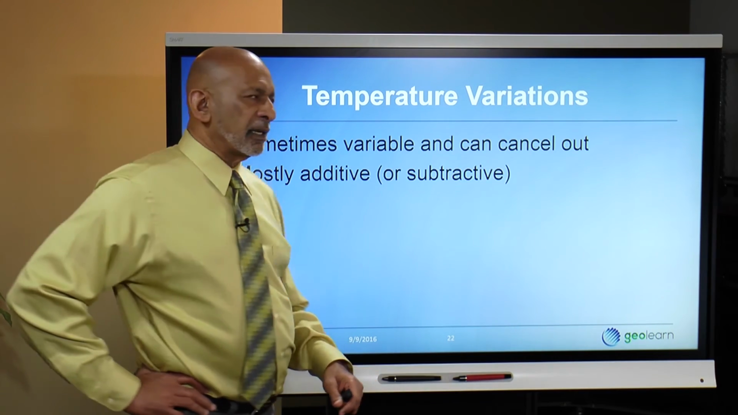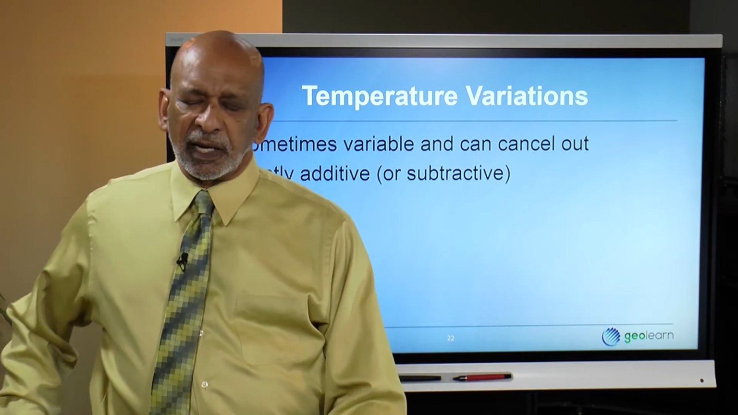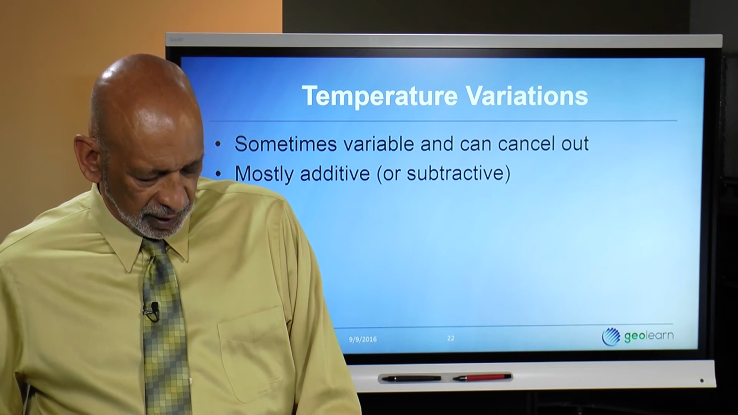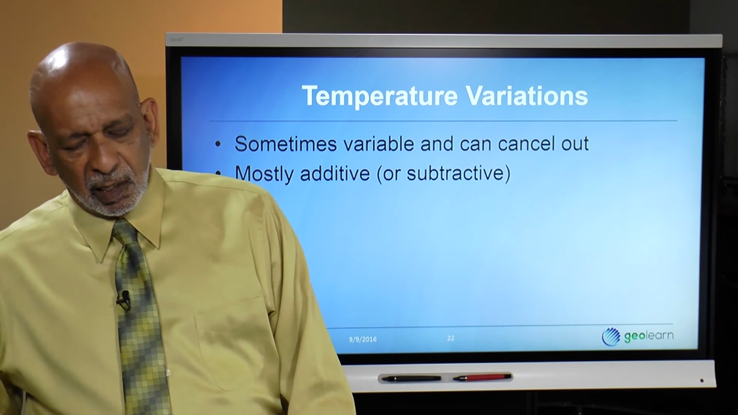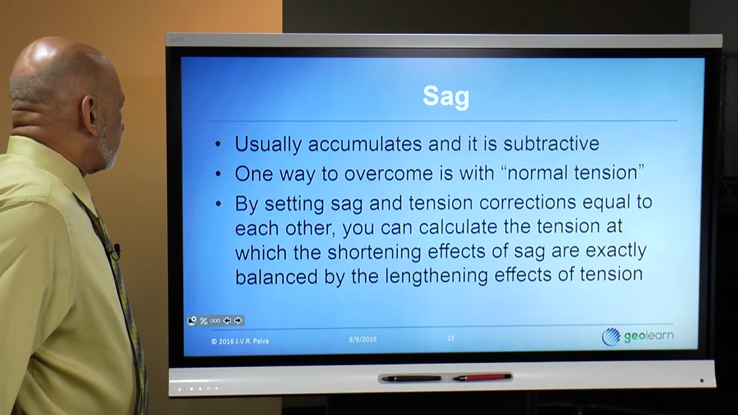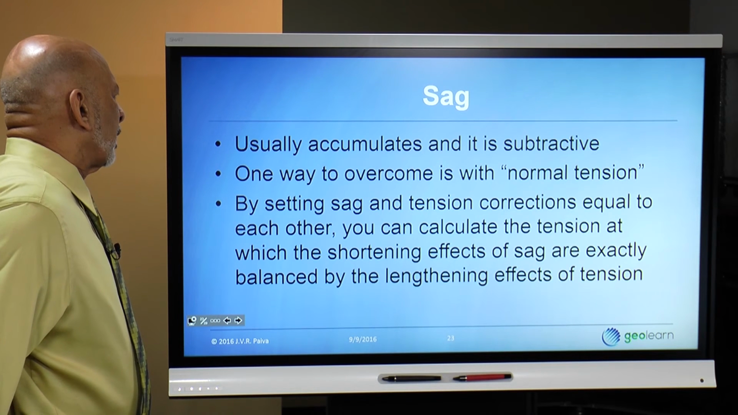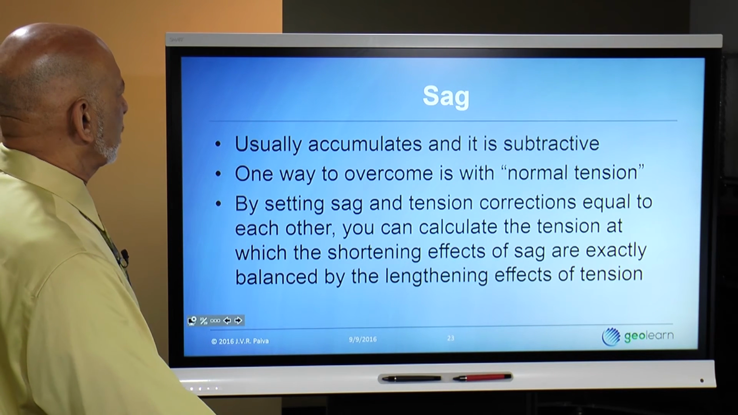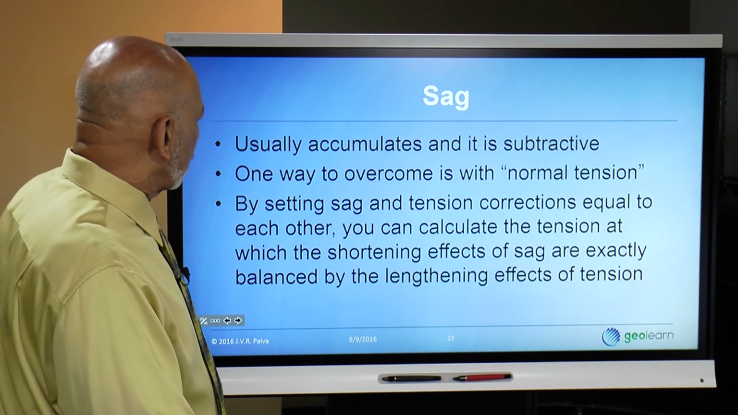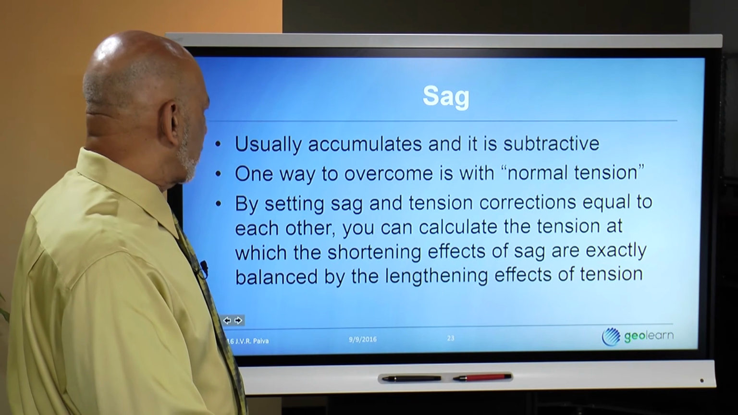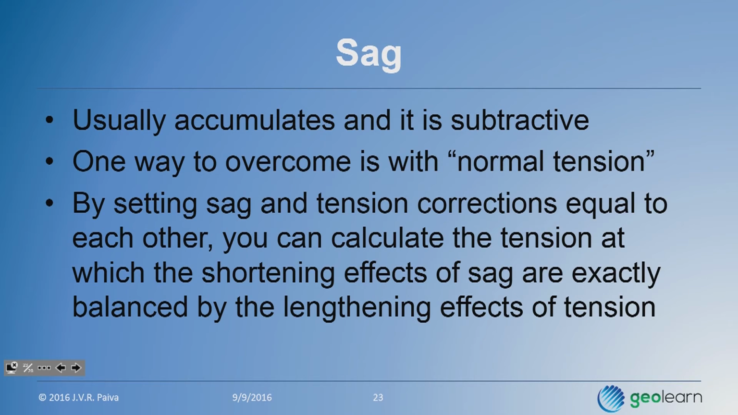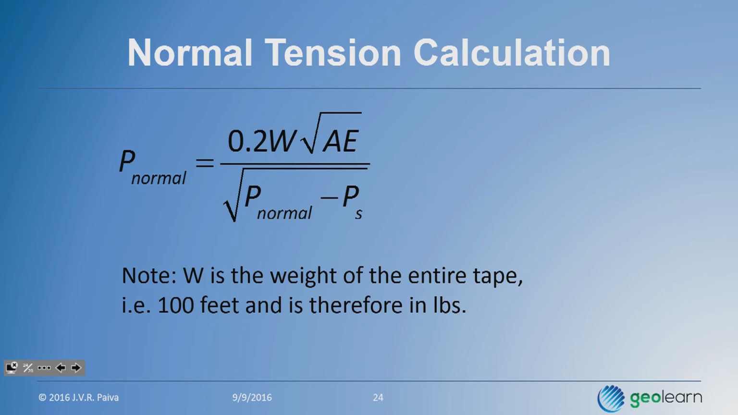But mostly they're additive, or to make sure you understand, I've also thrown in the word subtractive, meaning they can all be positive or they can all be negative. Sag errors always accumulate and they're always subtractive, meaning you tend to get true distances that are less than the actual indicated value. And as I said, one way to overcome this is with normal tension, so that the pull, the stretching effect of the tape, is canceling out the shortening effect of the sag.